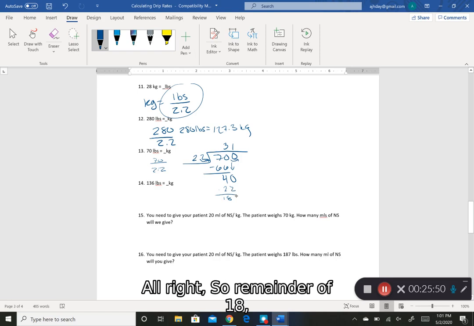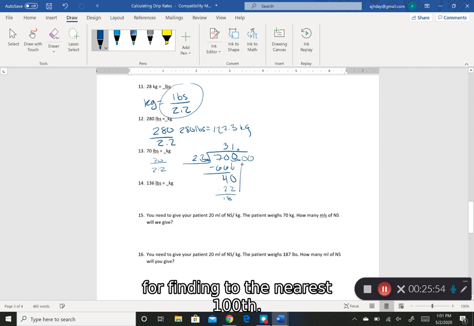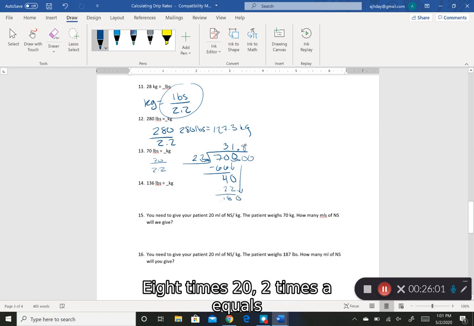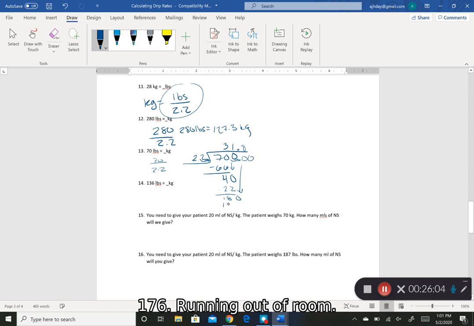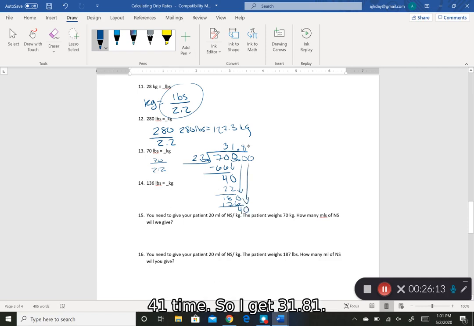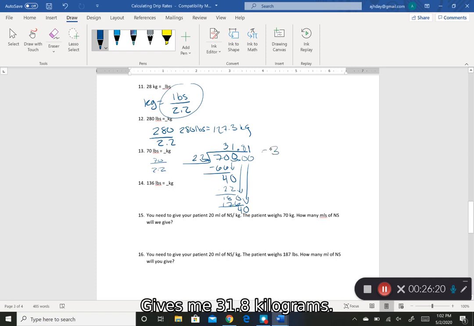All right, so I have a remainder of 18, which means I need to add my decimal. Go ahead and put 2 zeros there since we're finding to the nearest hundredth. 22 goes into 180 8 times. 22 times 8 equals 176. Running out of room. And I know that 22 goes into 40 1 time. So I get 31.81. I'm going to round to the nearest tenth, which gives me 31.8 kilograms.